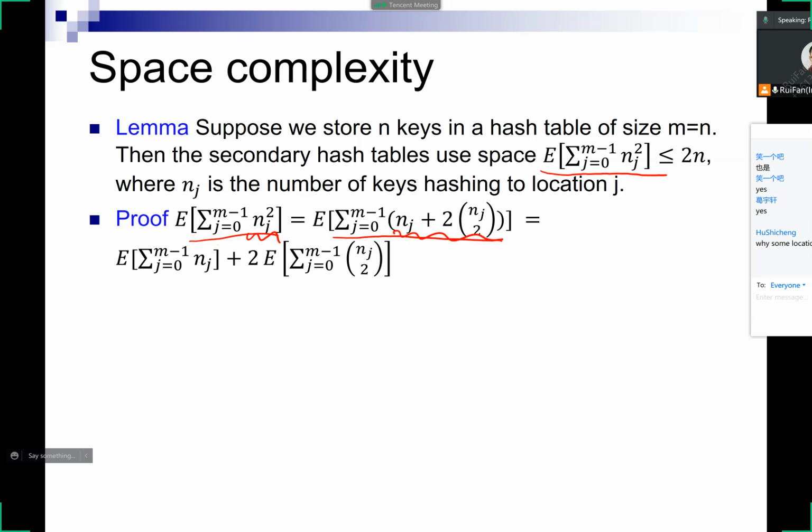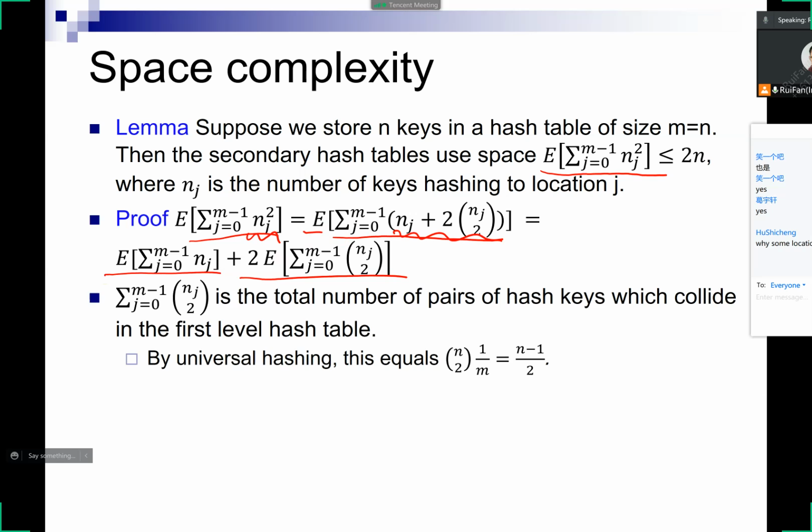Now by linearity of expectation, you can break this sum into 2 parts, this first part and the second part. We're going to look at the second part first. We're summing up nj choose 2 for all the different j's. What is this? If you sum up nj choose 2, this is equal to the total number of pairs of hash keys which collide.